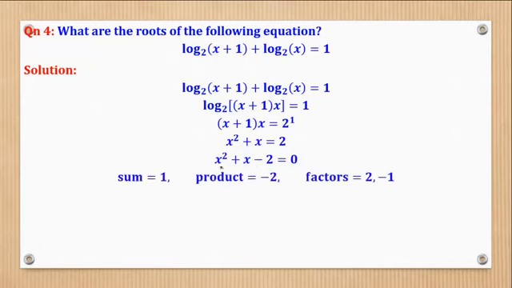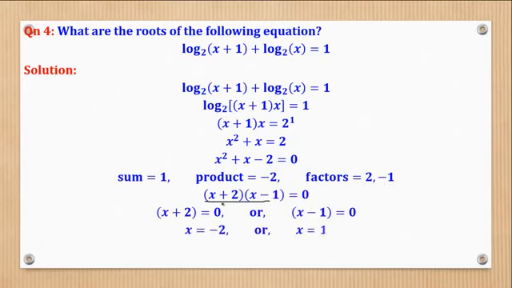So factors whose sum is 1 and product is -2 are 2 and -1, meaning that the factors will be this, and therefore you can get the values of x. But this is negative. If you press or calculate, a log of a negative number gives a math error. Therefore, this can't be that, and therefore x is equal to 1.